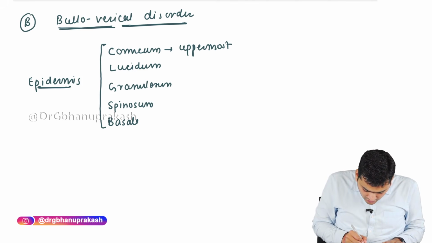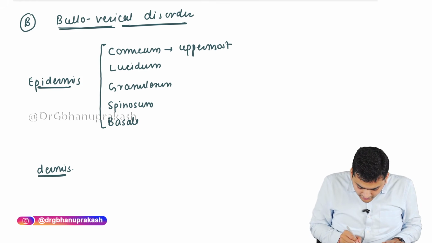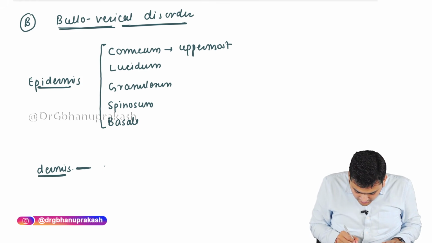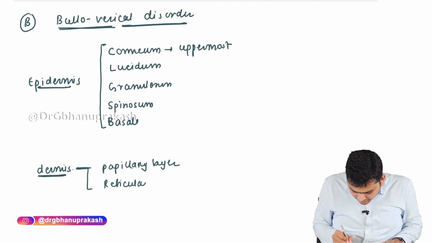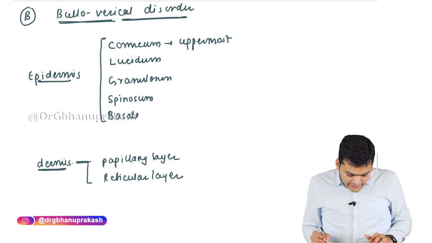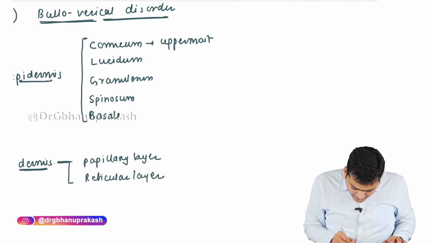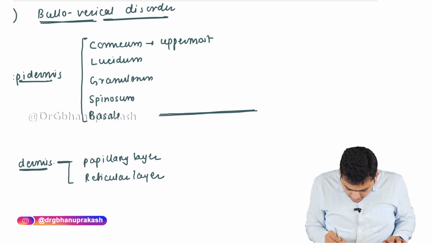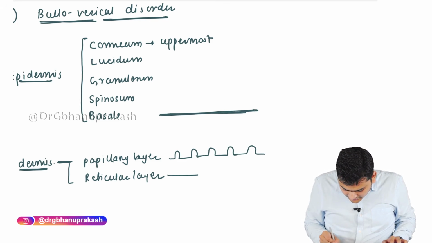Now, when it comes to the dermis, in the dermis we have 2 layers. One is called the papillary layer and the other is the reticular layer. So if this is the representation of the stratum basale, here is the papillary layer and here is the reticular layer.